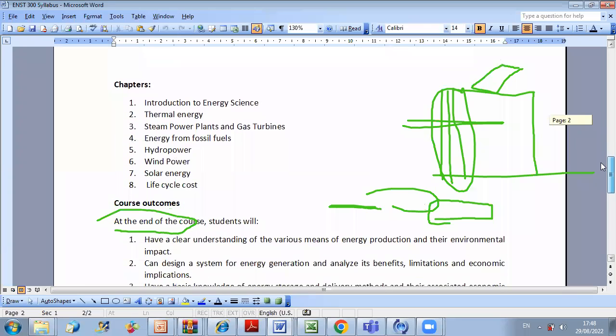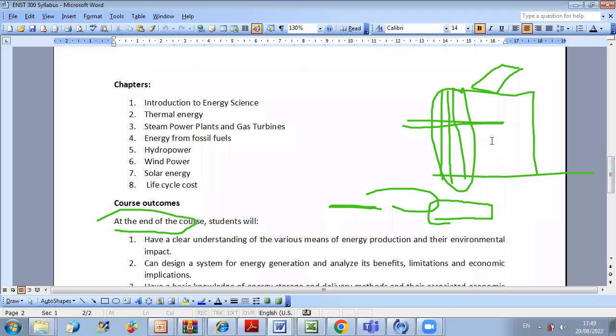Now, concerning the different chapters that will be covered in this course, we have 8 chapters. So we'll start with an introduction to energy and science. We'll see the history of energy from the beginning until current days, and how energy can be transformed in different ways. The history will tell you that we have already seen energy in several forms, and we worked on converting from one form to the other.